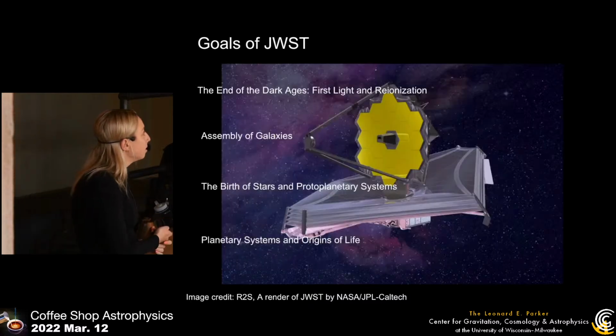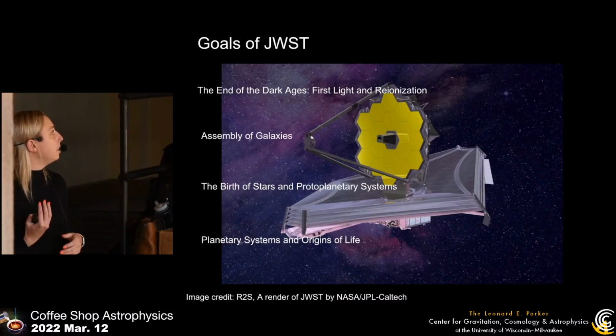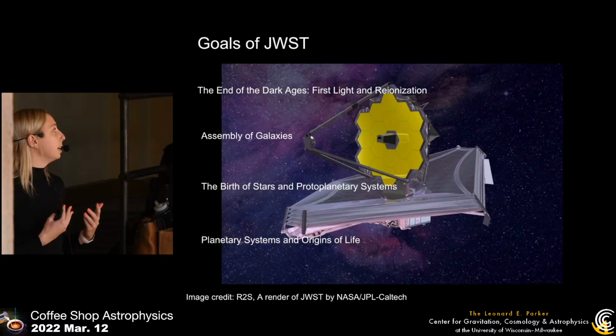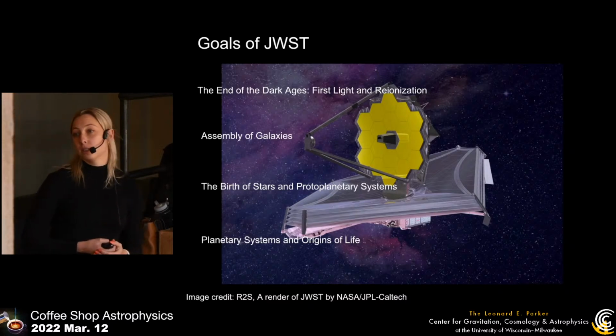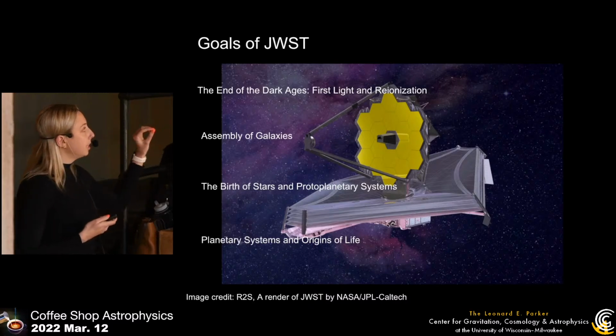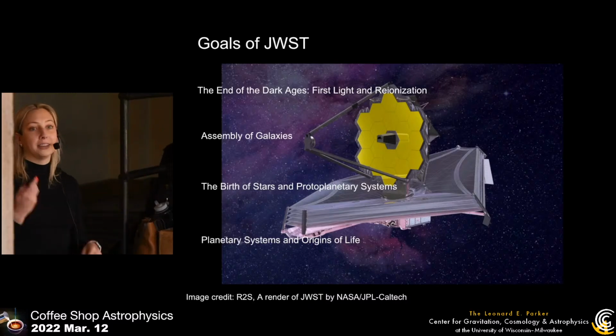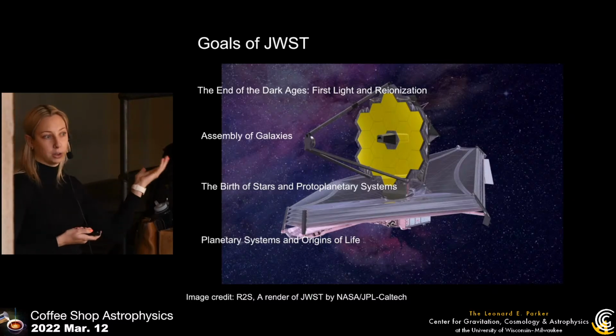So there are 4 themes of the James Webb and goals. The first is to study the end of the dark ages, meaning the first light and reionization of our universe. They want to study the assembly of galaxies, the birth of stars and protoplanetary systems, and then planetary systems and origins of life. So it's really focused on studying the history of the universe and how things become what they are. So I just wanted to pick one of these goals and give you an example, because this talk is on the scientific method, about how somebody could use the scientific method to accomplish one of these goals.